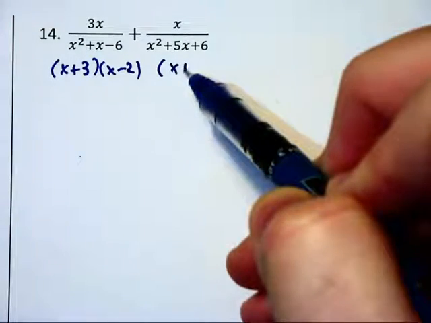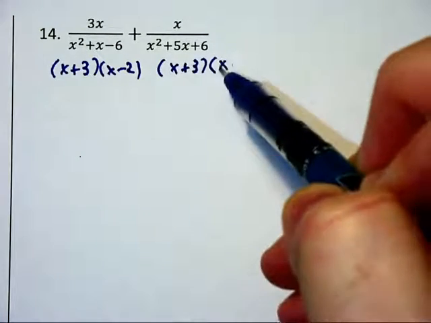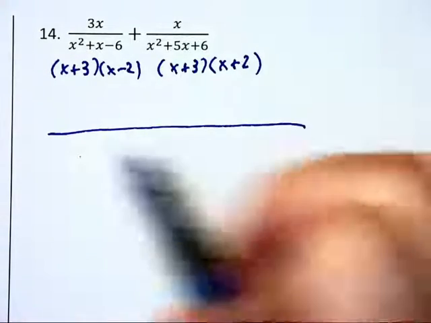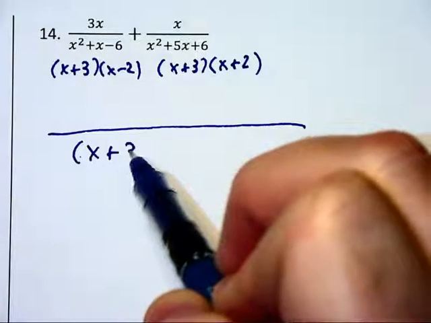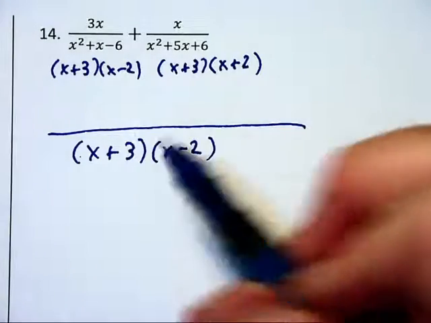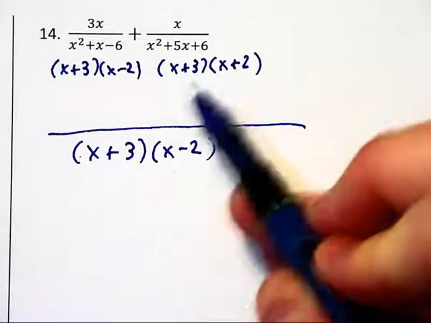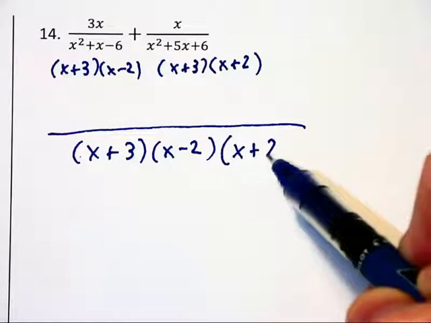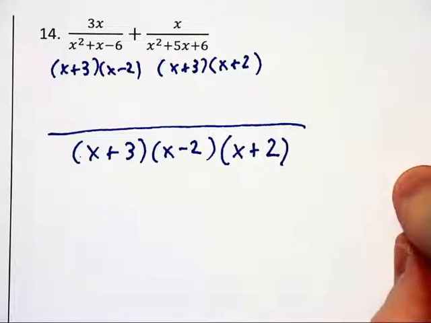On number 14, let's factor these two denominators into x plus 3 times x minus 2 and x plus 3 times x plus 2. And then find that our common denominator will have x plus 3 and x minus 2 in it in order to make the first fraction happy, so to speak. And the second one says, yes, x plus 3 is fine, but I need to have an x plus 2 in that denominator.